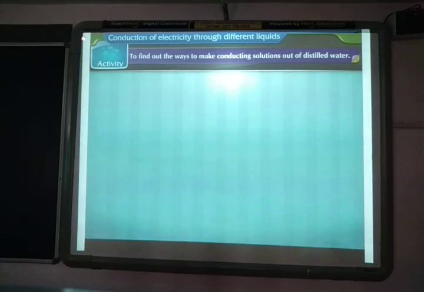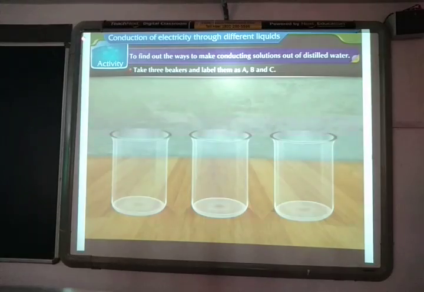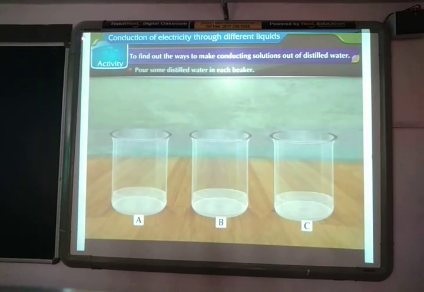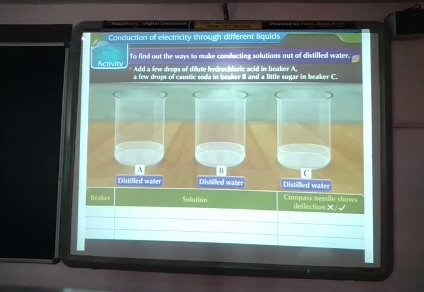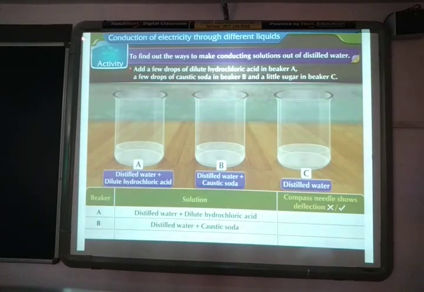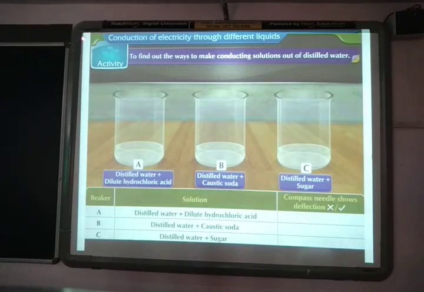Let us now proceed to find out the other ways to make conducting solutions out of distilled water. Take 3 beakers, label them as A, B and C. Now, pour some distilled water in each beaker. With the help of a dropper, add a few drops of dilute hydrochloric acid in beaker A, few drops of caustic soda in beaker B, and a little sugar in beaker C.